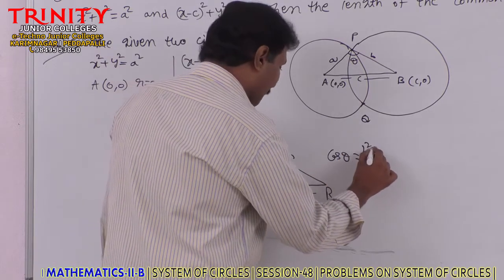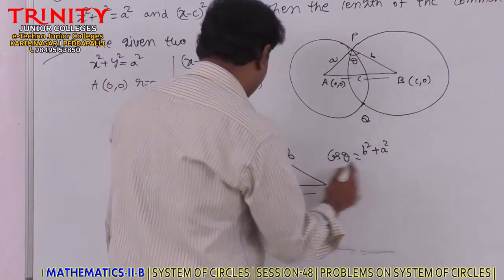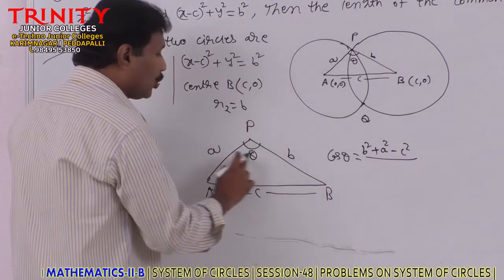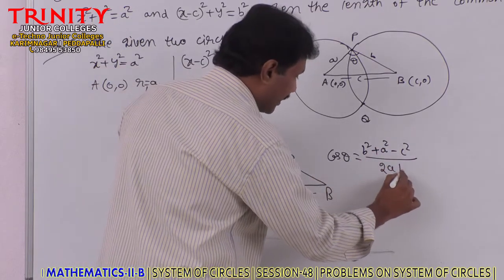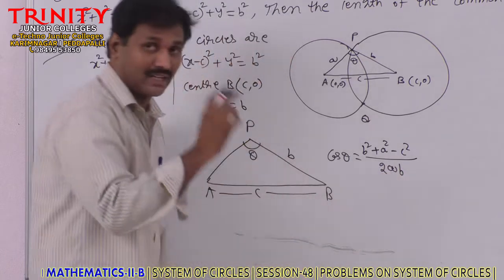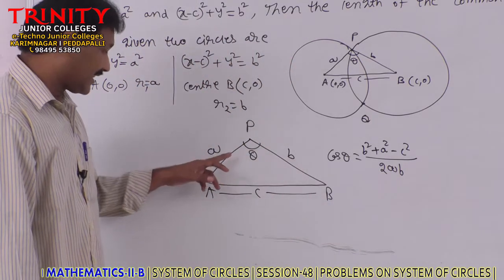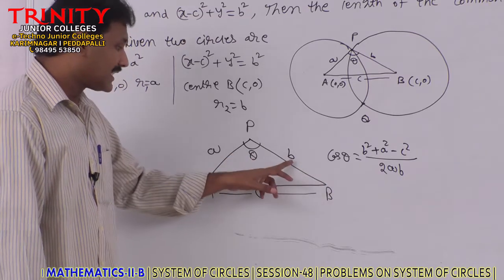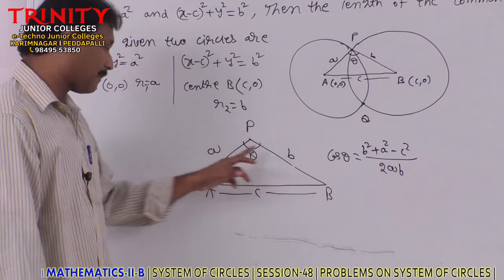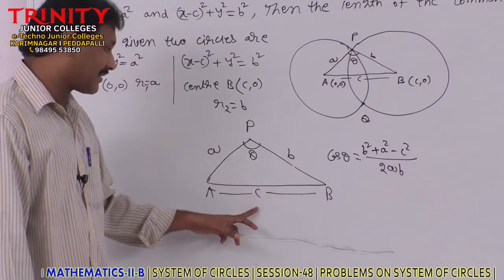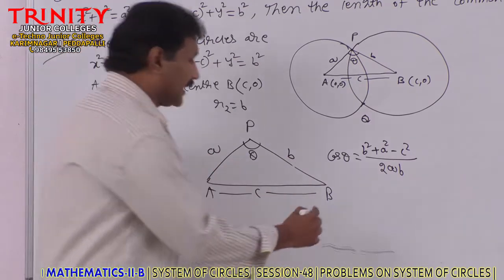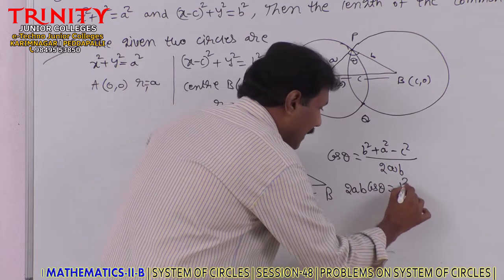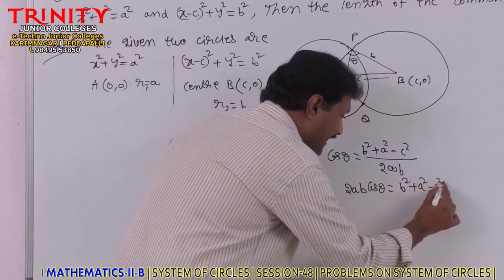B square plus A square minus C square by 2AB. We know this formula from the properties of triangles. Here the angle between the two sides is theta, then cos theta equals the sum of the squares of the sides minus the square of the opposite side, by 2AB. That implies 2AB cos theta equals B square plus A square minus C square.